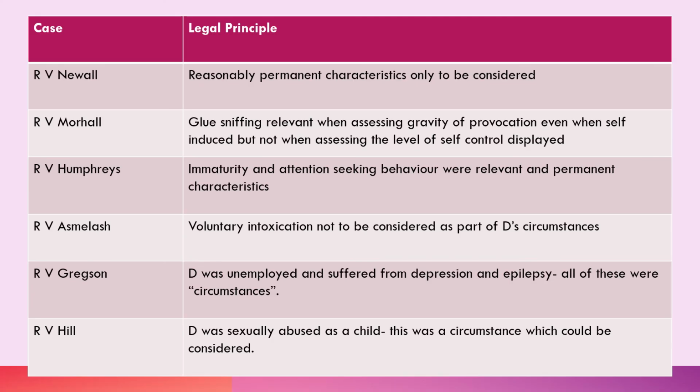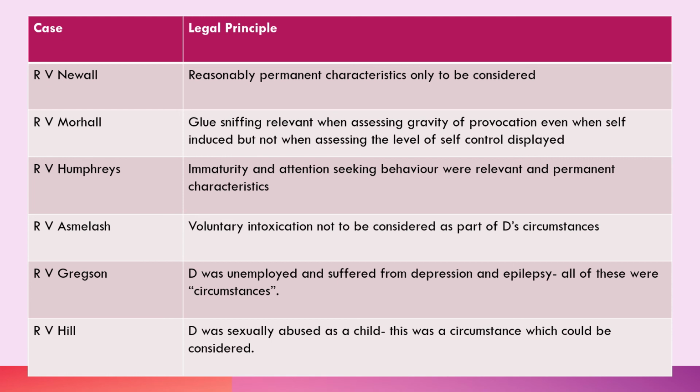If we look at some key examples, these are all cases based on the old law of provocation, but a lot of these we can consider in terms of how the law decides in a particular way, because there's no real change with this, to be fair. Newell tells us that only reasonably permanent characteristics should be considered. Mulhall tells us, for example, that glue sniffing was relevant when assessing the gravity of provocation, even when self-induced, but not when assessing the level of self-control displayed.